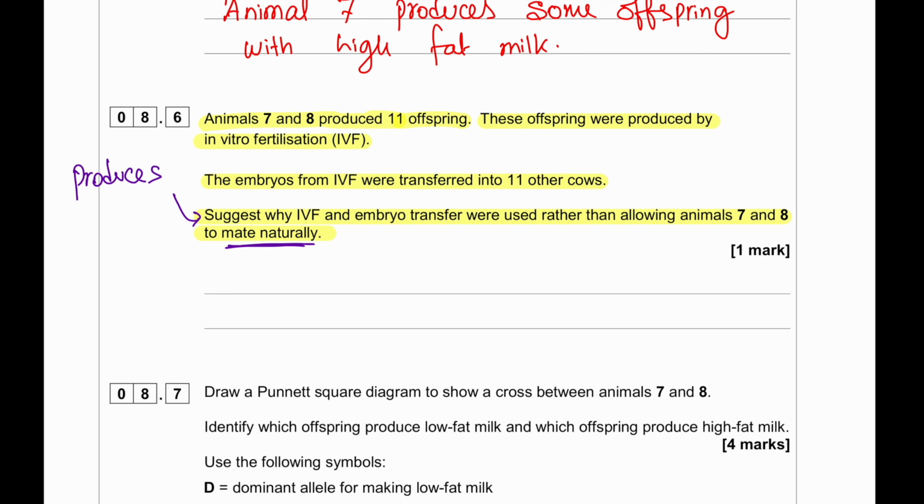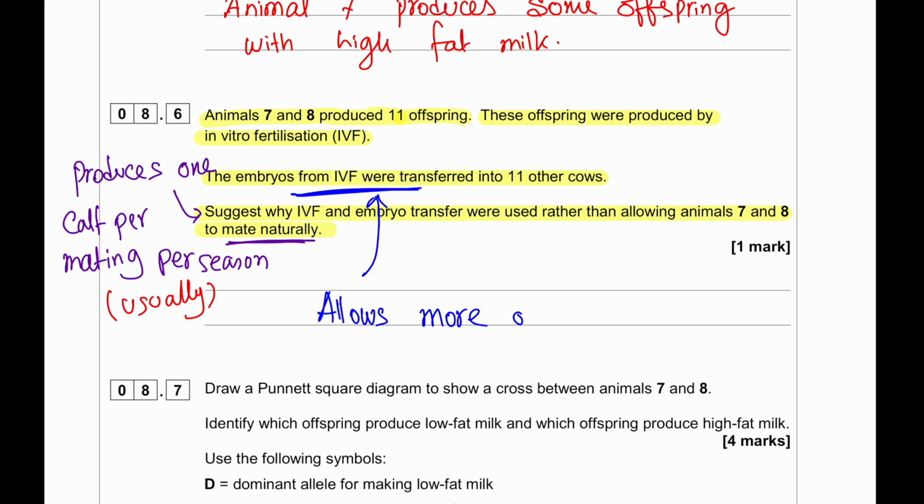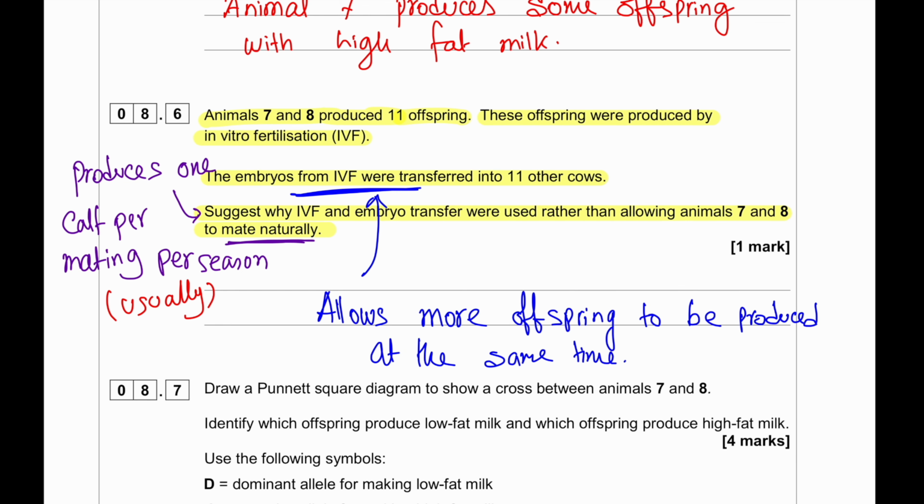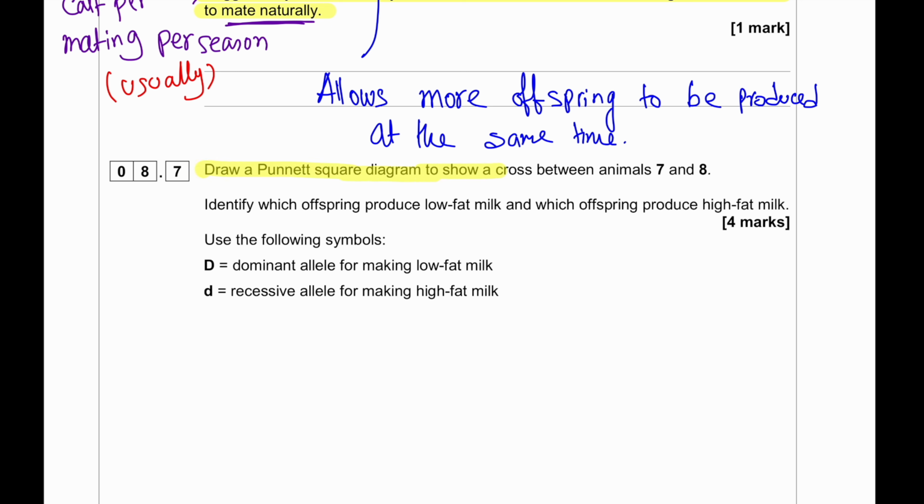Mating naturally produces one calf per mating per season. Using IVF allows more offspring to be produced at the same time. Draw a Punnett square diagram to show the cross between animal 7 and 8. Identify which offspring produce low-fat milk and which offspring produce high-fat milk.